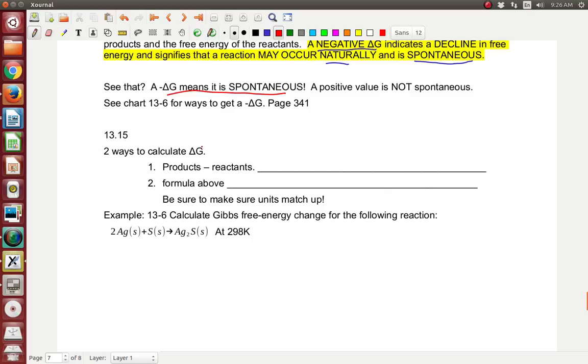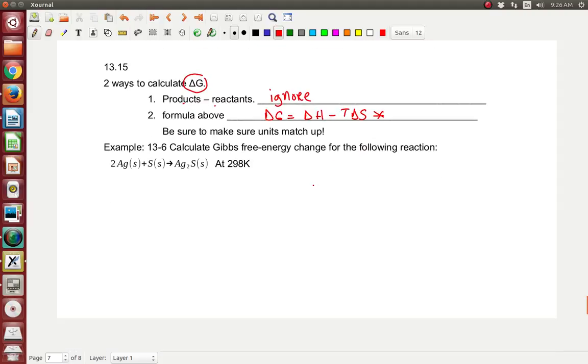Products minus reactants, we could calculate delta G products minus reactants just like we did enthalpy and entropy, but we are not going to worry about that one at this time. We're just going to use delta G equals delta H minus T delta S. We're going to use this formula that he used. Okay, so we're going to calculate Gibbs free energy for the following reactions. Again, you can find the values that you need by looking at pages 344 and 345. And so I'm going to stop this for a moment and put those in.